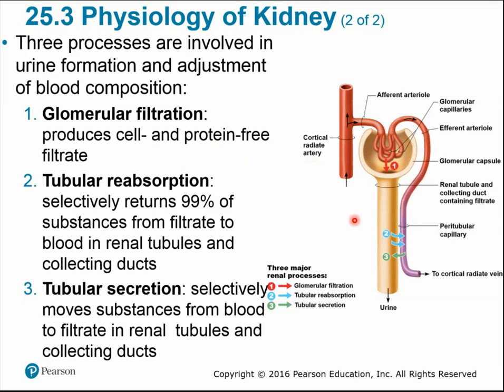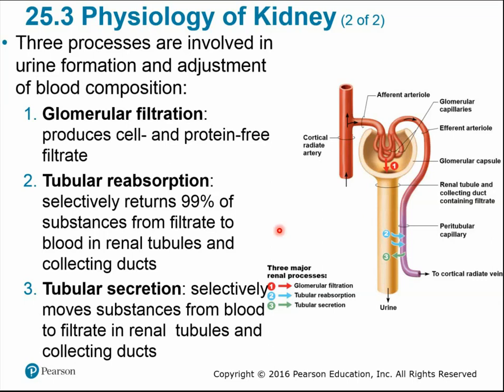Step two, tubular reabsorption. So we're going to selectively return roughly 99% of the substances that are filtered from the blood back to the blood. So we reabsorb things that we want to keep, right? We don't want to pass through all of our sodium, all of our potassium. We want to hang on to most of what we need. So we're only going to secrete the excess. This is showing number 2 for tubular reabsorption, so it's reabsorbing back into the bloodstream.